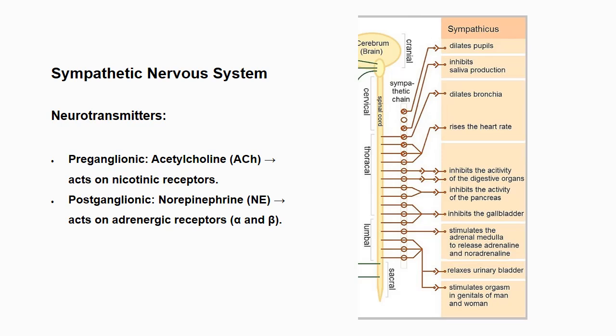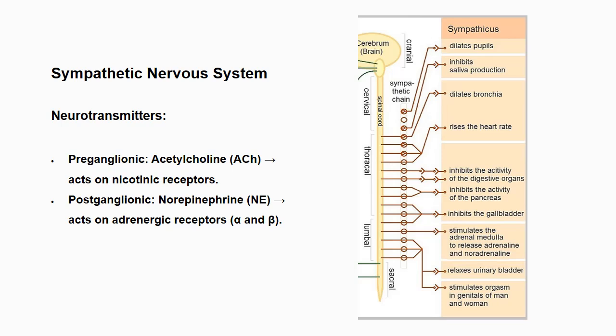The neurotransmitters which help in the communication across synapses include: all preganglionic neurons secrete acetylcholine, which acts on nicotinic receptors. The postganglionic neurons secrete norepinephrine, which acts on adrenergic receptors, which are alpha and beta.